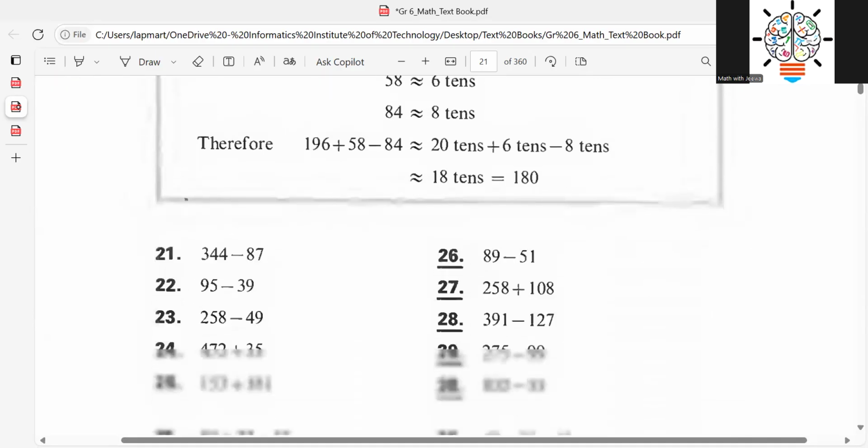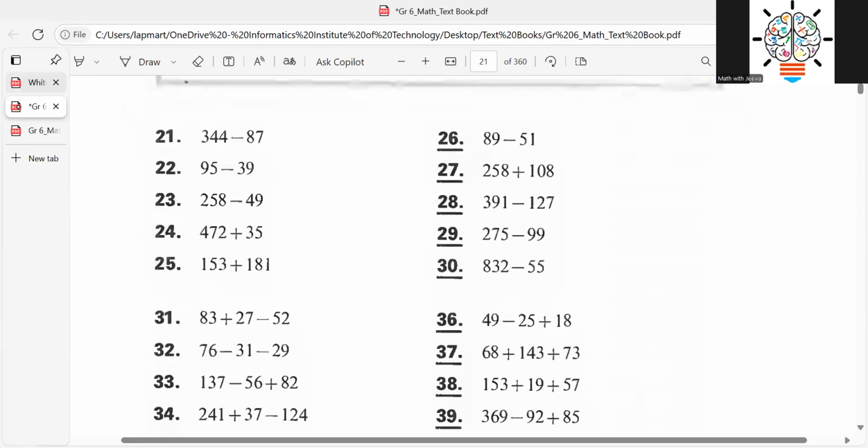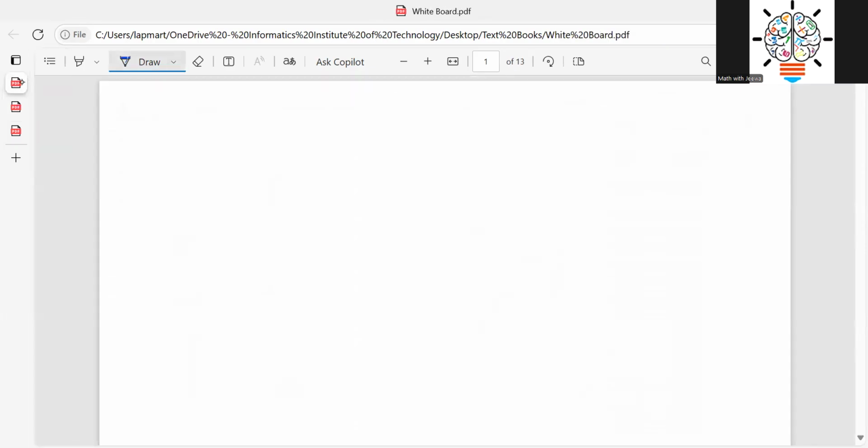Then I will move to the first one. Look at this: 89 minus 51. If you remember what I asked you to do, for 89 you underline the tens place and look at the next one. So this is approximately equal to 90, right? Then here 51, approximately this is equal to 50.